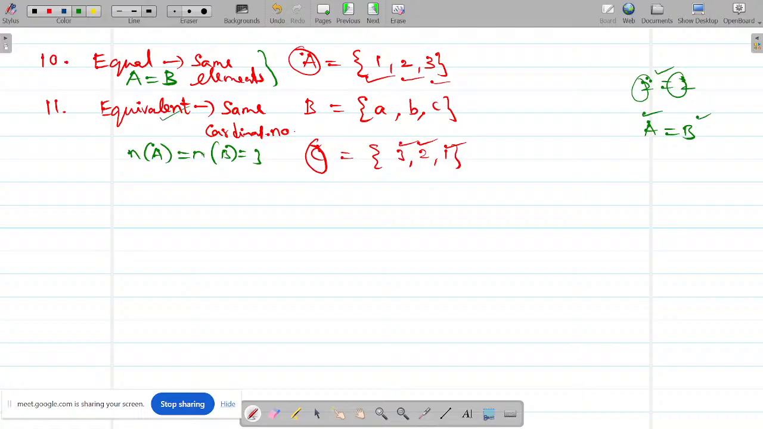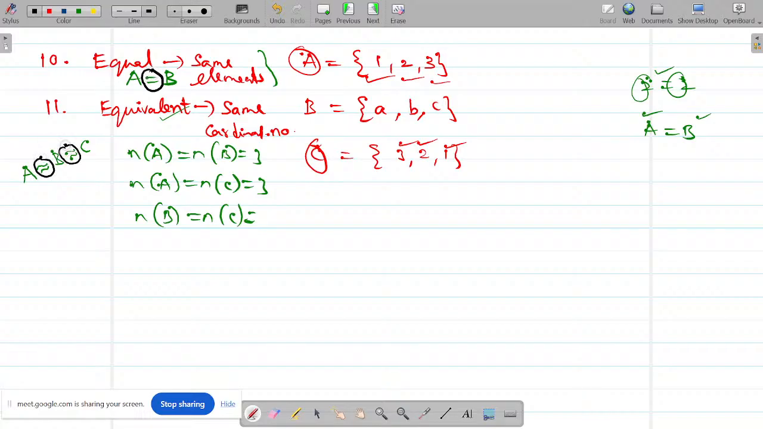And the 11th one, equivalent. n of A and n of B have the same cardinal number. What about n of A and n of C? What about n of B and n of C? So A, B, and C, all 3 are equivalent. Is it okay? The symbol we use for equivalent is small curvy lines. And please make a note of it. For equal, we use just the equal symbol. For equivalent, we use small curvy lines.